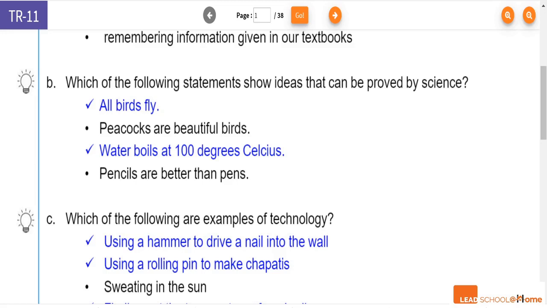Sweating in the sun is not a technology, right? We are not using it to do anything. So that's only science. We know that if we stand in the sun for long, we will sweat. But we are not using that science to do anything right now. So technology is the first two answers, the examples of technology.